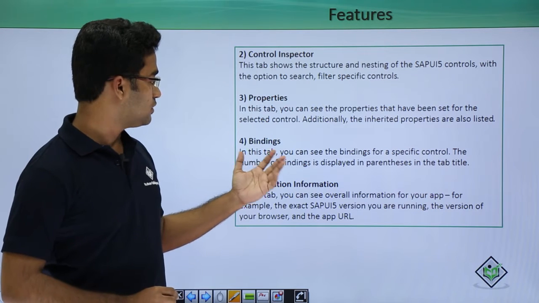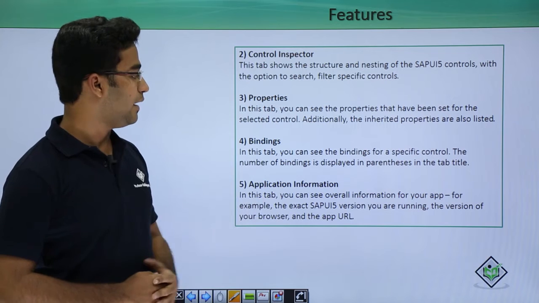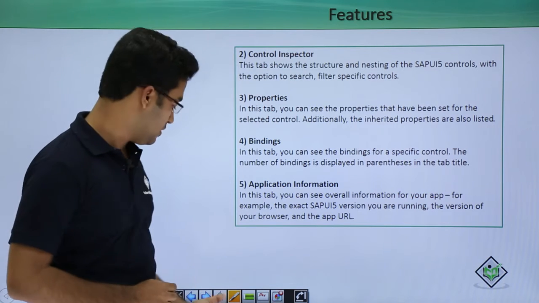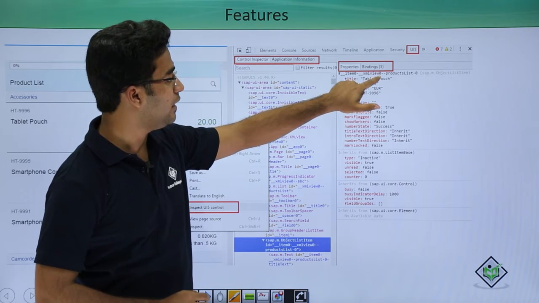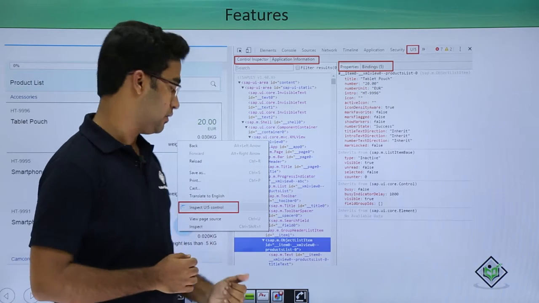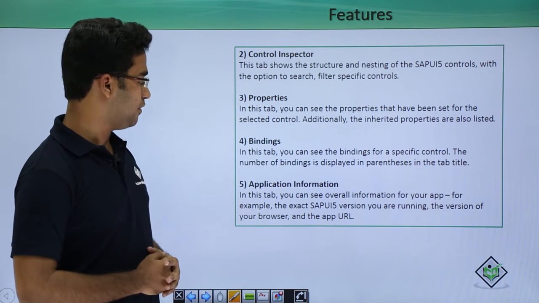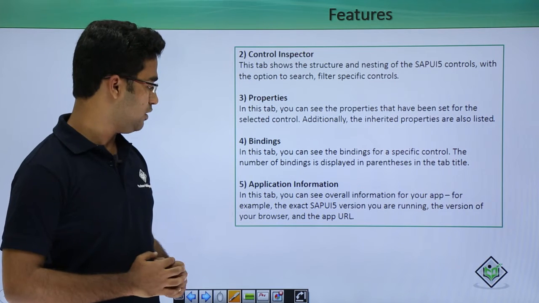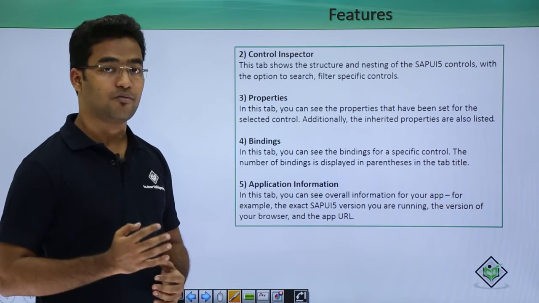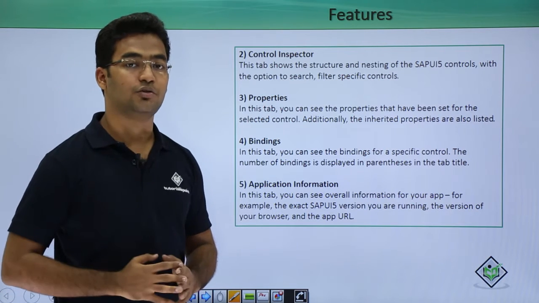So in this tab you could also see the bindings for specific controls, and the number of bindings is displayed in parentheses. Like here you could see in the parentheses there is 5 written. So the number of bindings is 5. And then we have the application information. In this tab you see the overall information of the application. For example, the exact SAP UI5 version that you are using, the version of your browser, and the application URL also.